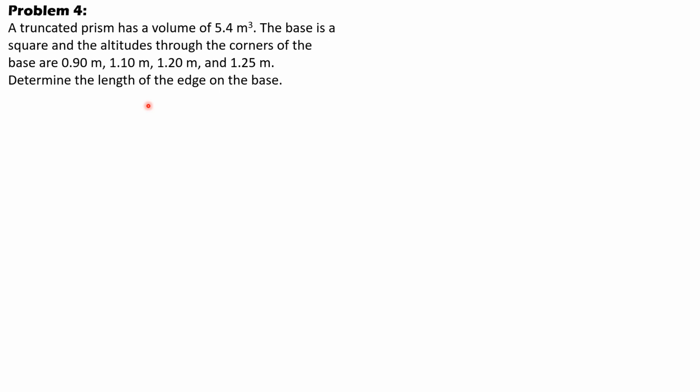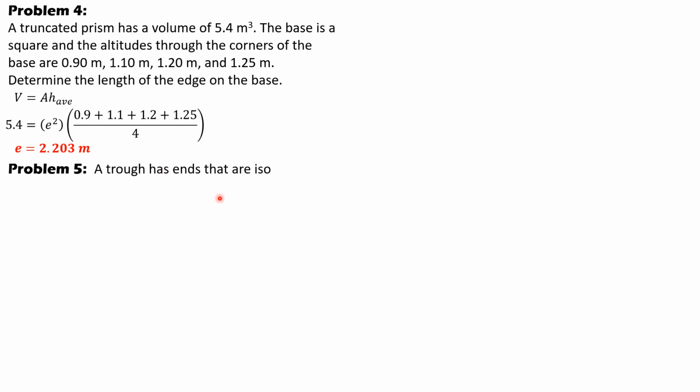So this is a truncated prism. The volume is area times the average height. Of course, the average height is the sum of the heights divided by the number of heights, which is 4. And the area is the area of a square, which is base edge squared. So 5.4 equals e squared times the quantity 0.9 plus 1.1 plus 1.2 plus 1.25 over 4. Solving for e with your calculator, e is equal to 2.203 meters.